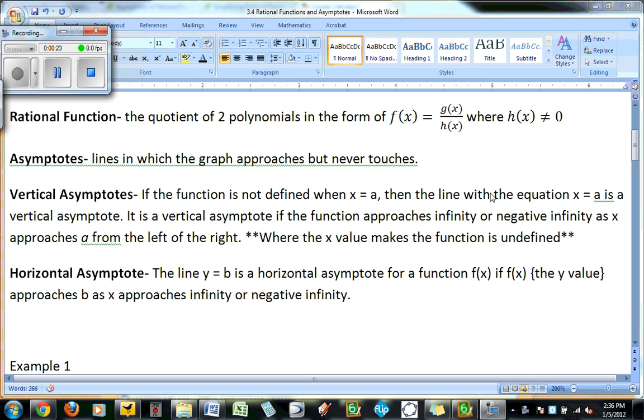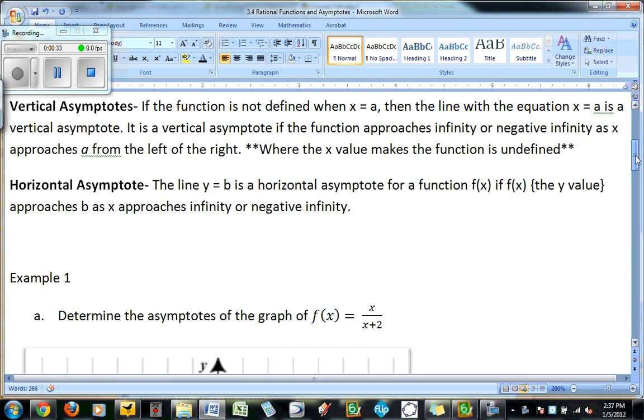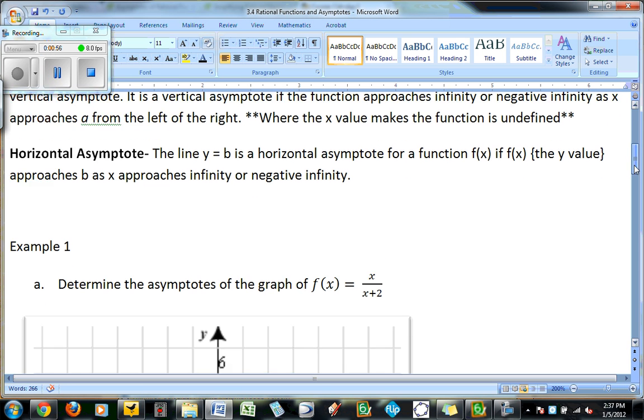And a vertical asymptote, we learned, is whatever makes the function undefined, which would mean whatever makes the denominator 0. And a horizontal asymptote is a horizontal line that your graph will never touch. So as x goes to infinity or negative infinity, so as x gets really big or really small, the graph approaches the line, but it will never touch. It might look like it touches on a graph, but it never touches there.